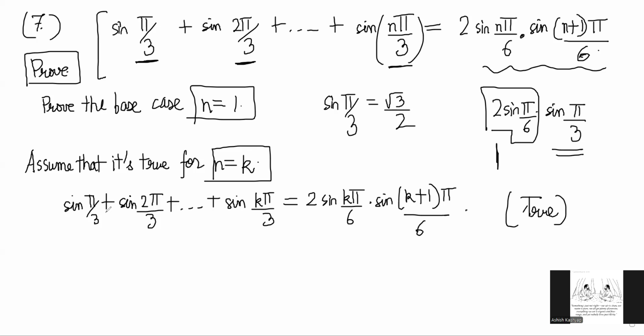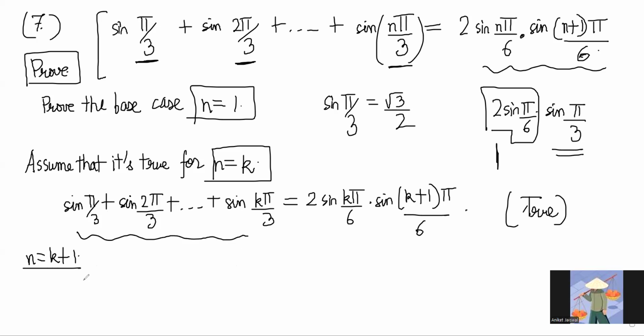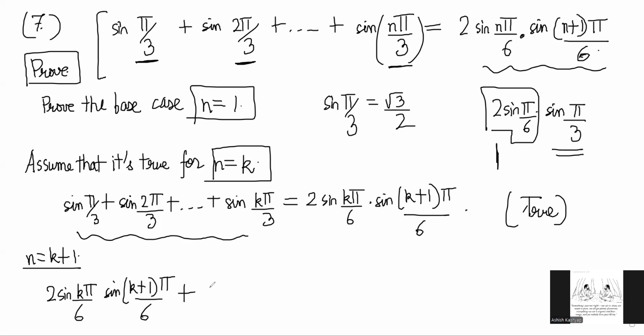And we have to prove it now for k plus 1. So k plus 1 will be all of these terms plus one extra term, right? Yes sir. So using this result, we can write it as 2 sin(k pi/6) sin((k+1) pi/6) plus one extra term, which is sin((k+1) pi/3). Using the double angle formula, we can split this, right? Yes sir. How do we split this?